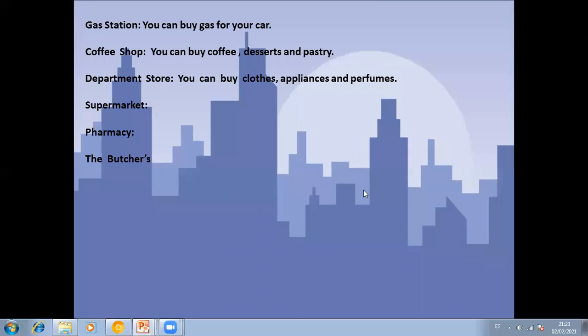Okay, let's do it, everybody. Supermarket, you can buy food. In the pharmacy. Okay, Karina says, you can buy medicine. Very good. In the butchers, everybody. What can you do in the butchers? Okay, fantastic. Kenya says you can buy vitamins in the pharmacy. Do you remember, everybody, the definition for a pharmacy, for butchers? Butchers is carnicería. So how do you say carne in English, everybody? Meat. Excellent.